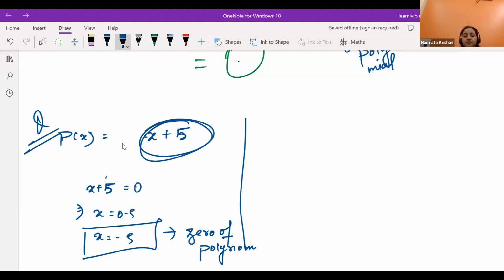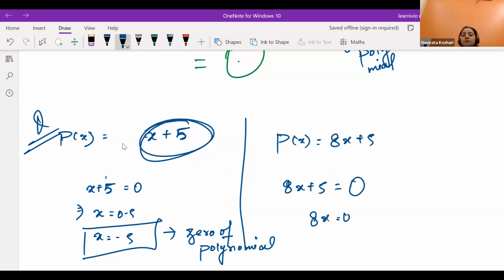We'll be having px is equals to 8x plus 5. If we have to find the 0 of this polynomial, what we will do? We will take the polynomial and write equals to 0 by ourselves. Then we will focus on solving the equation, and whatever x value we will be getting from here, that x value we can say is the 0 of the polynomial.